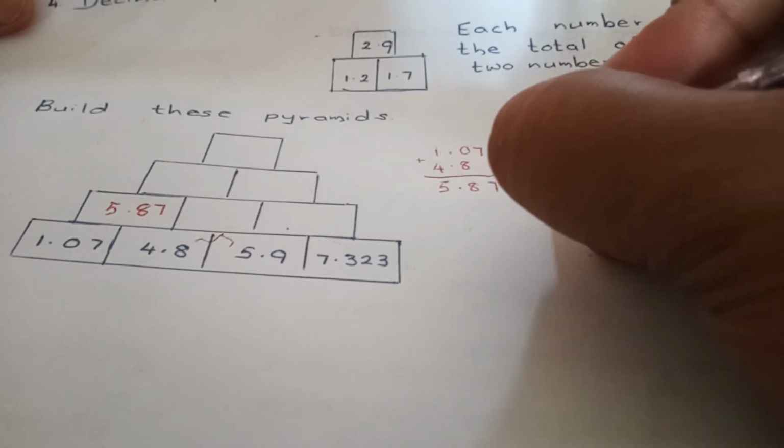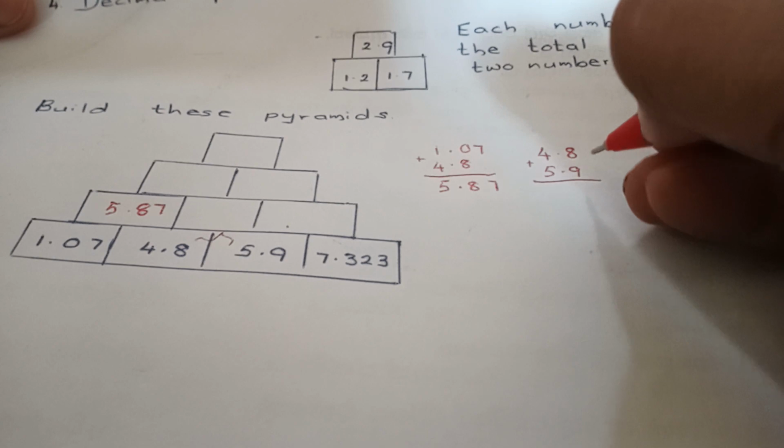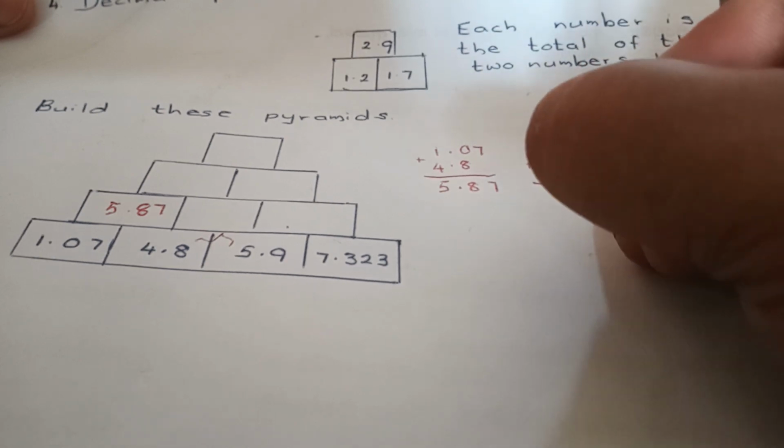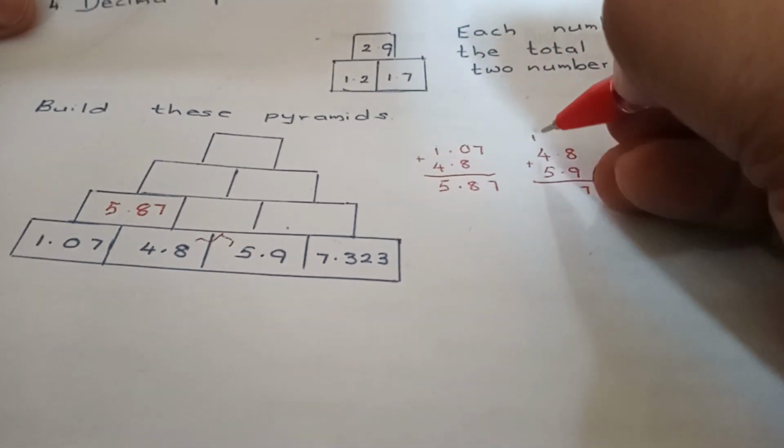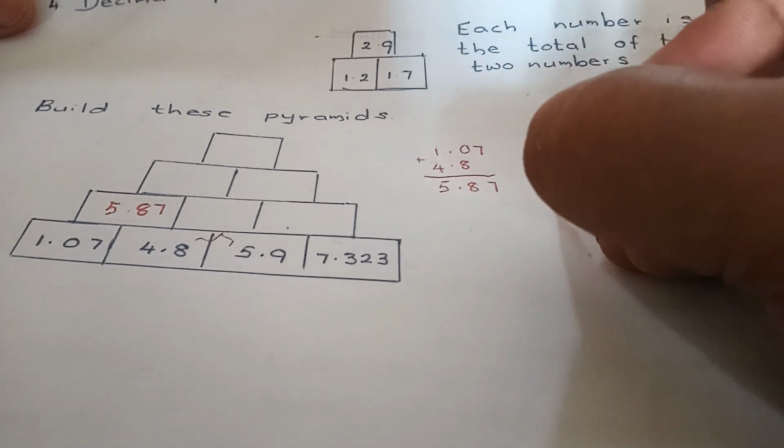When we add these two, 4.8, 5.9. 8 plus 9, 17. 1 remains. 1 plus 4, 5. 5 plus 5, 10. 10.7.